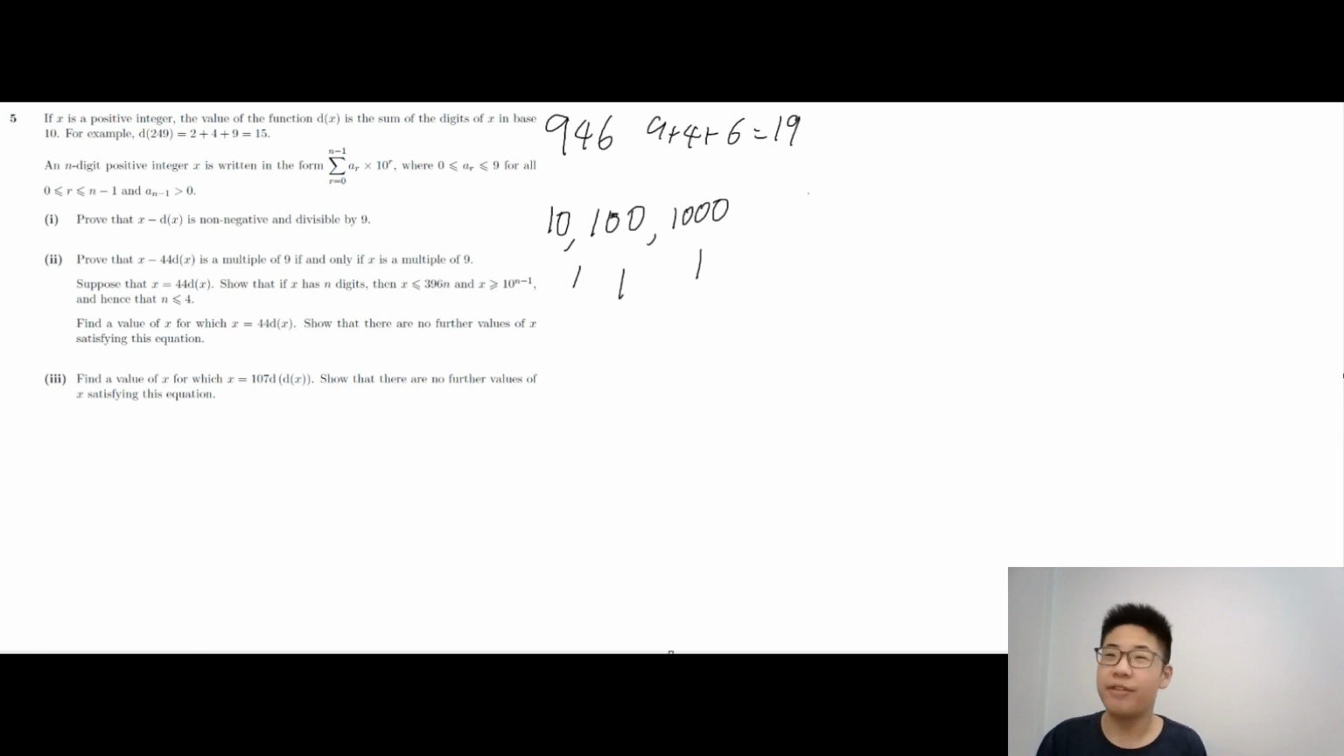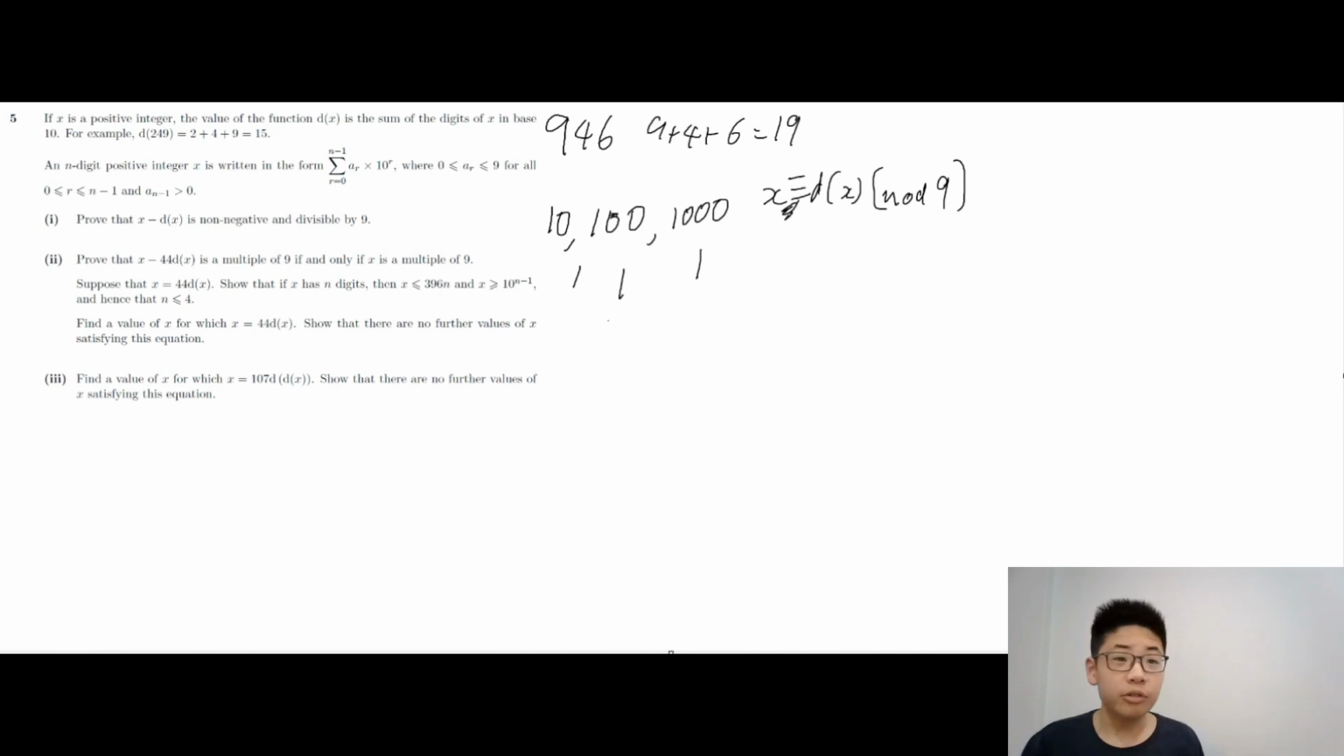And since d(x) is always smaller than x, because you just eschew all the powers of 10, then it will automatically become smaller, yes? So this means x, and so let's write this down. x is congruent, written like this, is congruent to d(x) mod 9. Usually we put the mod 9 in brackets.